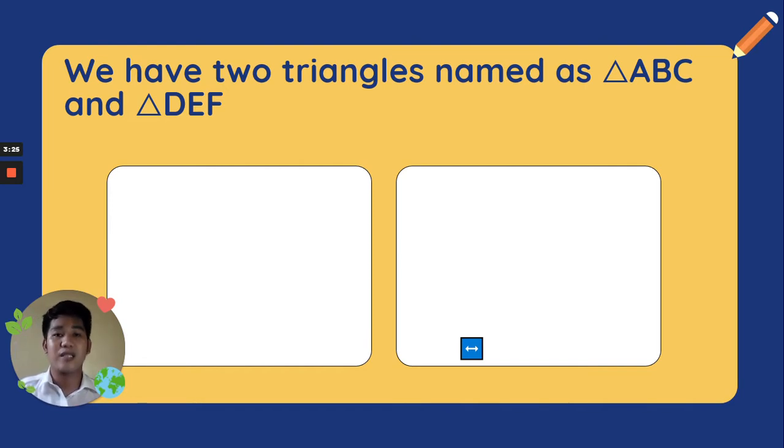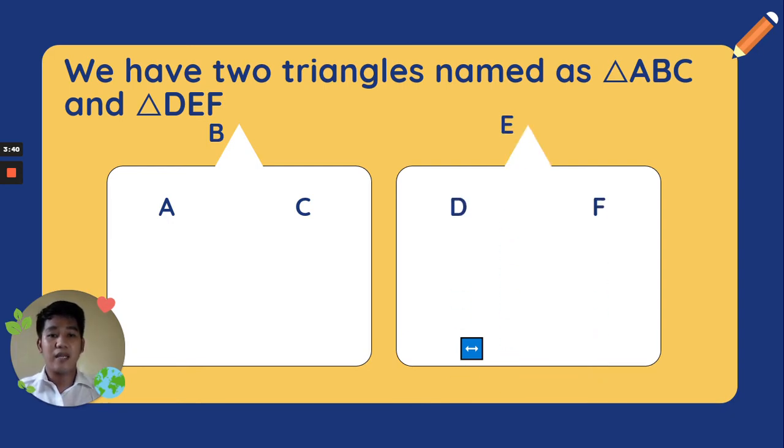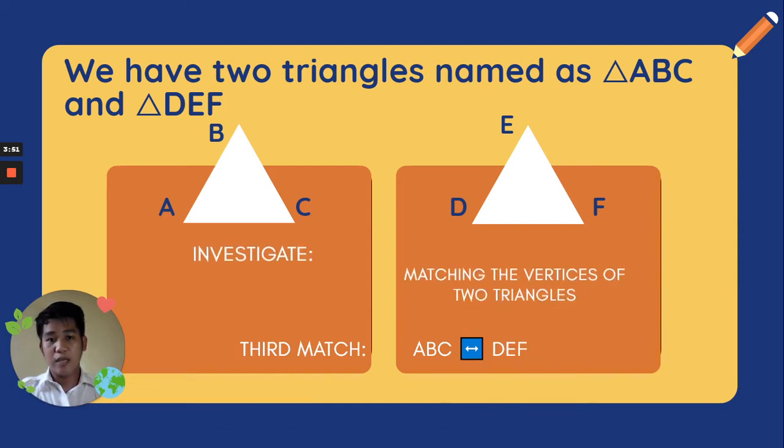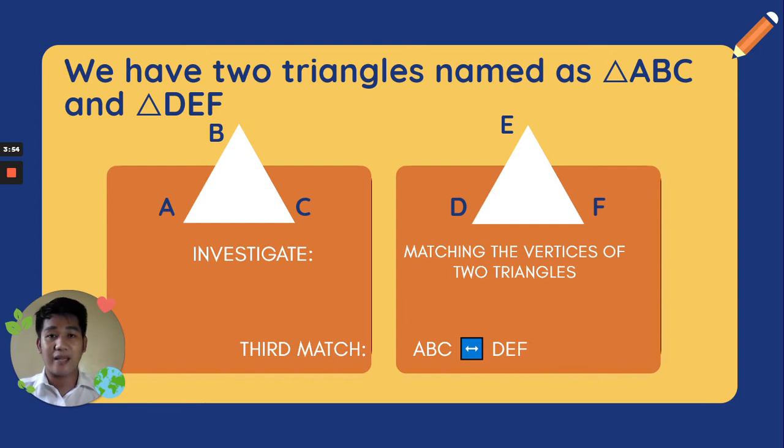So we have two triangles named as triangle ABC. How do we read it? Triangle ABC and triangle DEF. Okay, so here are the two triangles, triangle ABC and triangle DEF. So let's do the investigation. When are we going to say that these two triangles are congruent? So we will do the matching of the vertices of two triangles. What are the vertices? A, B, C, D, E, F.